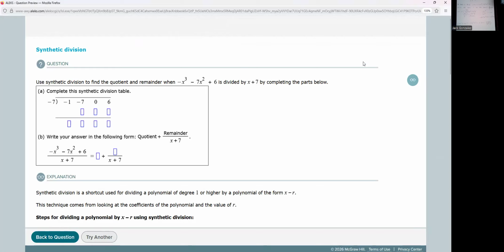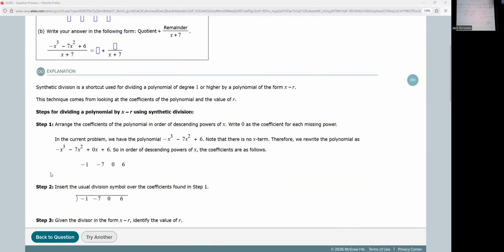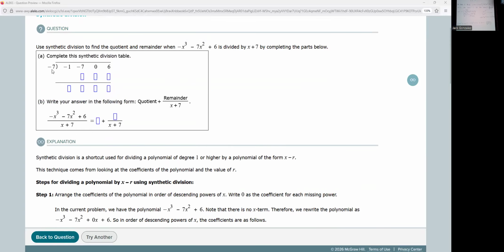Okay. So same deal here. We need the -1 right there, -7, no linear term, and then 6. So 0 for the linear. So that's the setup, right? And then we start the actual pattern. We're dividing by x plus 7, so that means -7 will be out here. That's why they wrote it this way.